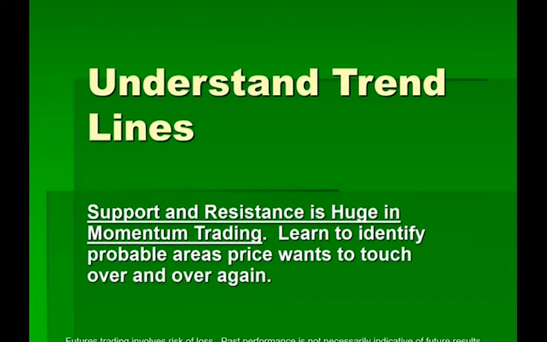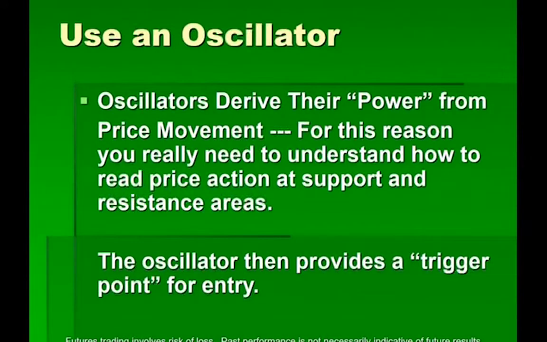Now, what I like about the lines is that we learn to identify probable areas price wants to touch over and over again. We can use an oscillator as a trigger point for entry, but a lot of times just watching the price action between the lines, quite frankly, is all we need. Now, oscillators are going to derive their power from price movement. So for this reason, we really have to have an understanding of the price chart. The oscillator then provides a trigger point for entry.